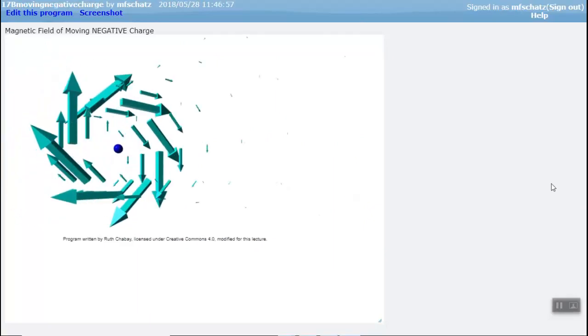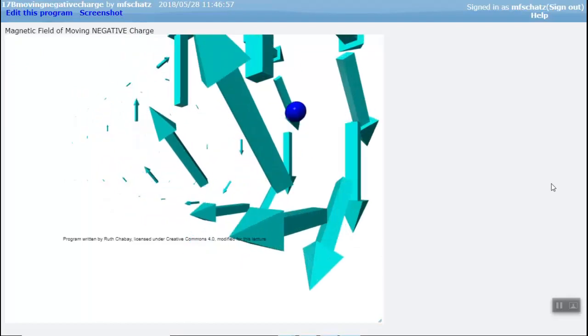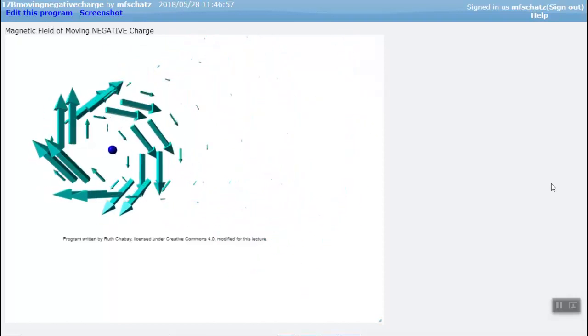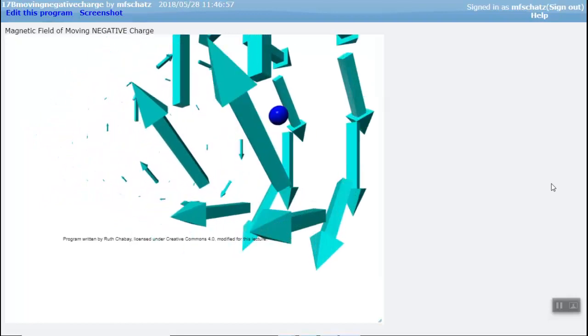Look now at what happens for a negative charge of the same magnitude with the same velocity. The magnetic field is again curling around the negative charge's path, but in a clockwise fashion. We'll be able to handle these differences, but for now, let's note the curliness of the magnetic field is a very general property that we'll see repeatedly in the future.